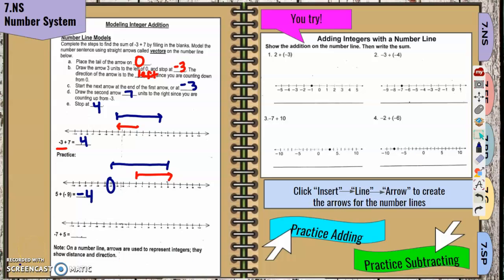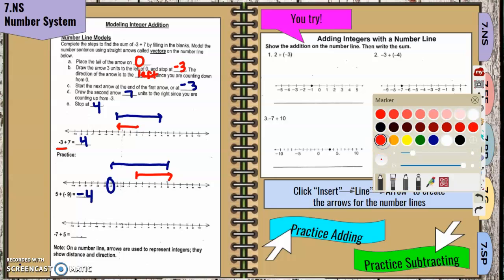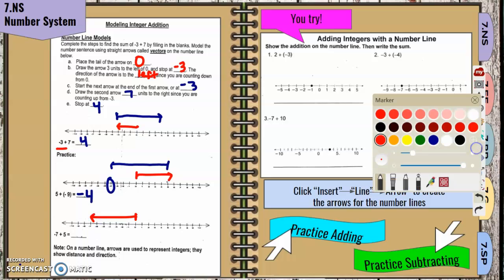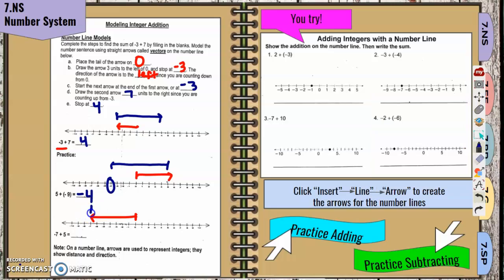So for the next one, we're going to start at 0. I put the tail of my first arrow on 0. I have -7 plus 5. So I'm going to go to the left 7. And then I'm going to go to the right from -7, 5. And my answer is -2.